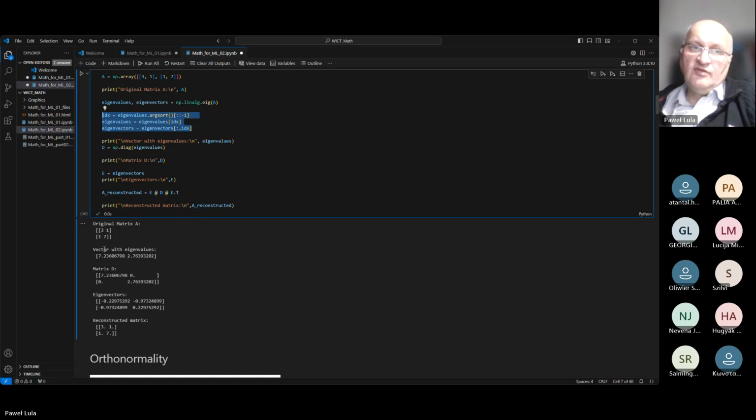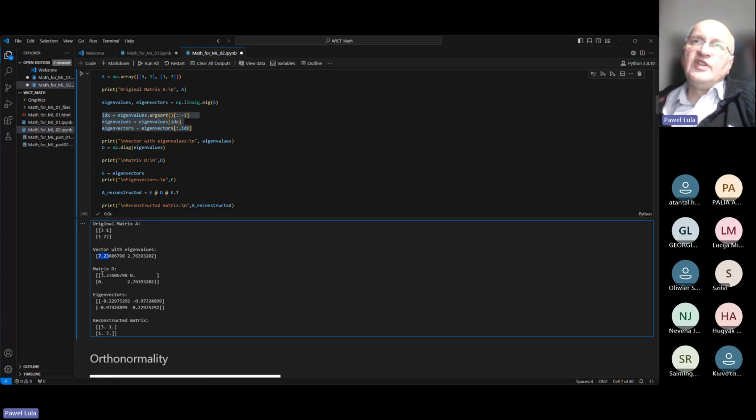So the input matrix, starting point for our calculations, is here. It is the same matrix. Eigenvalues we have here in descending order. So the biggest one is on the first position. And also I change the order of eigenvectors, because I did not want to change the way in which they were assigned to eigenvalues.